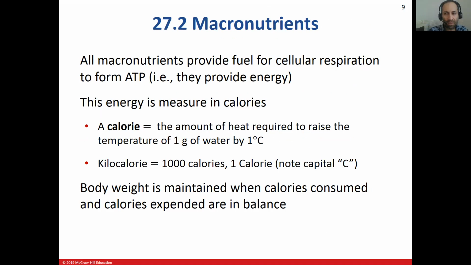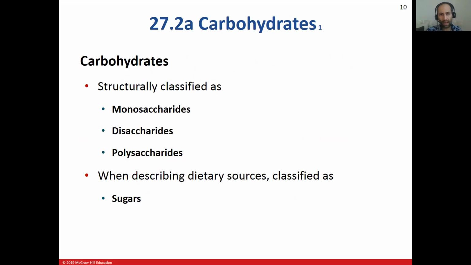Okay, and kilocalories is like 1,000 calories. So that's basically what we are looking at here. Let's start with our first class of biomolecules, which are carbohydrates. They come in these three different forms, monosaccharides, disaccharides, and polysaccharides. Monosaccharides are simple sugars, 6 carbon sugars like fructose, glucose, and galactose.